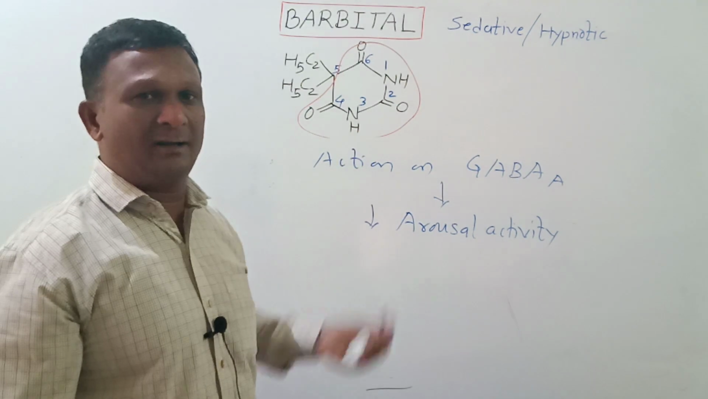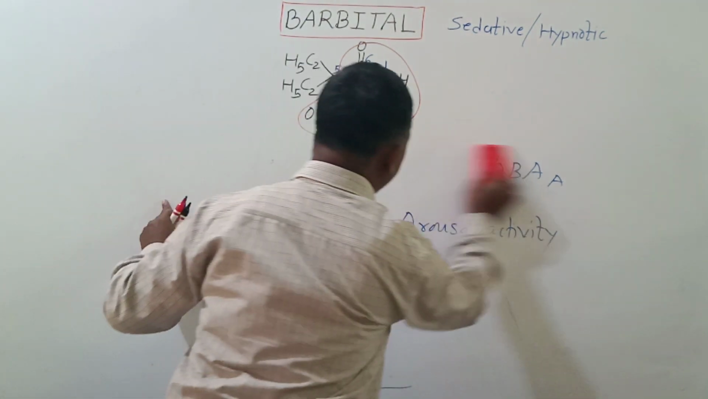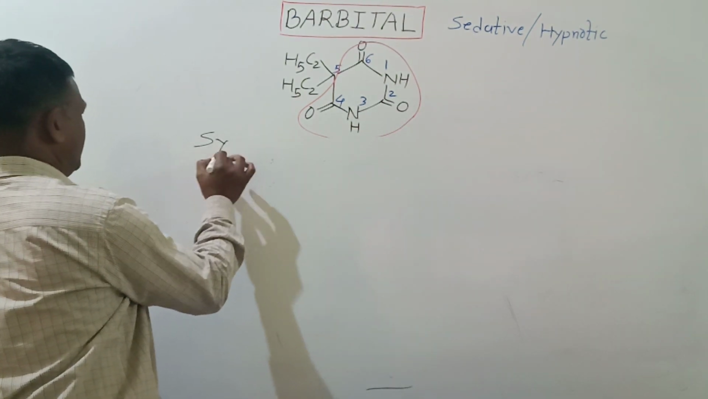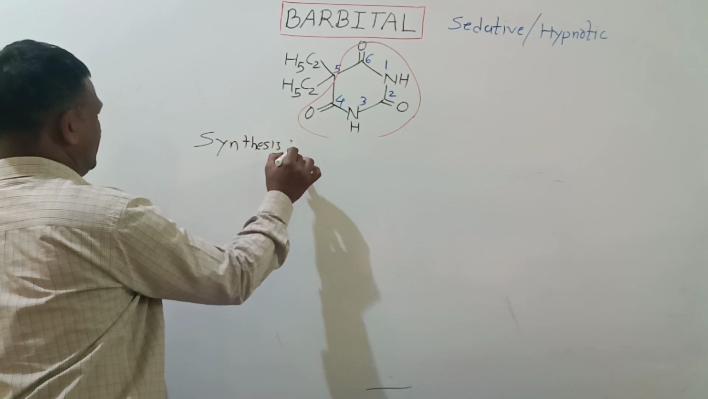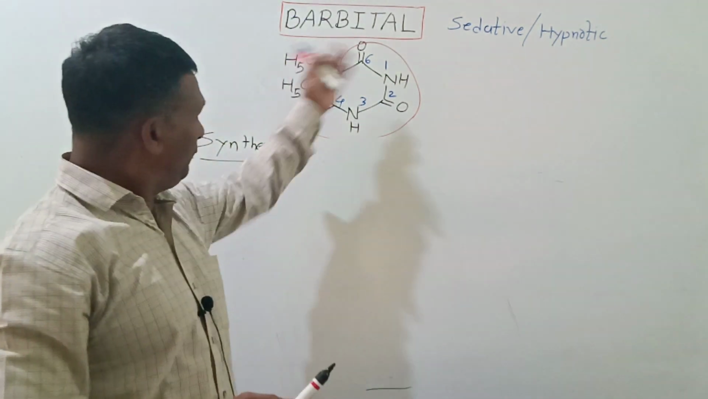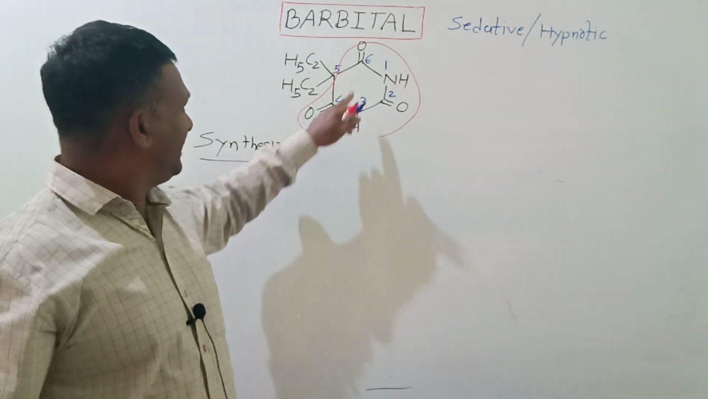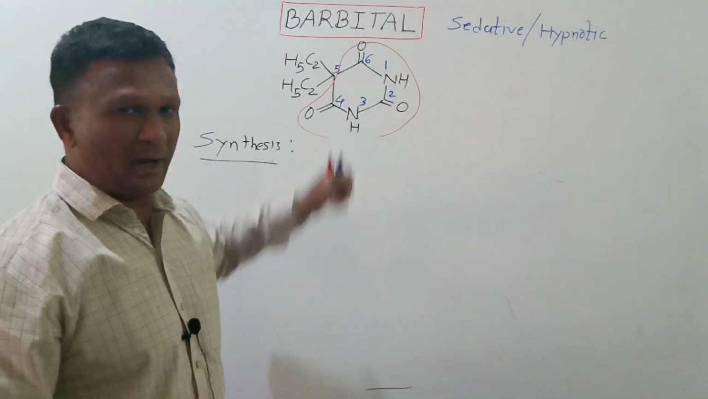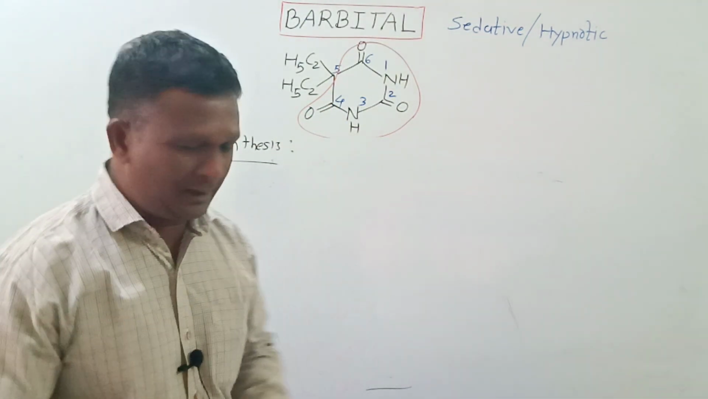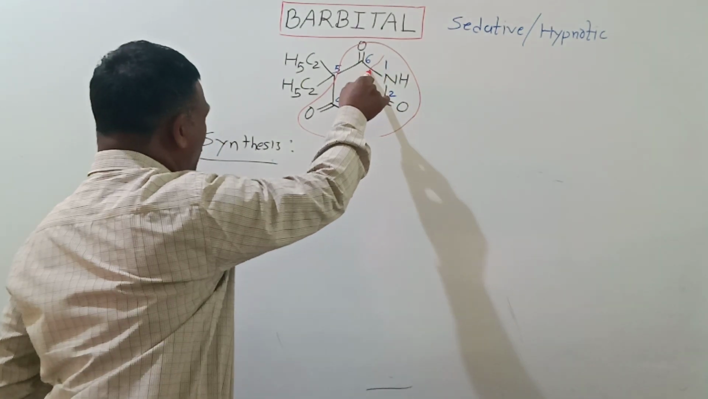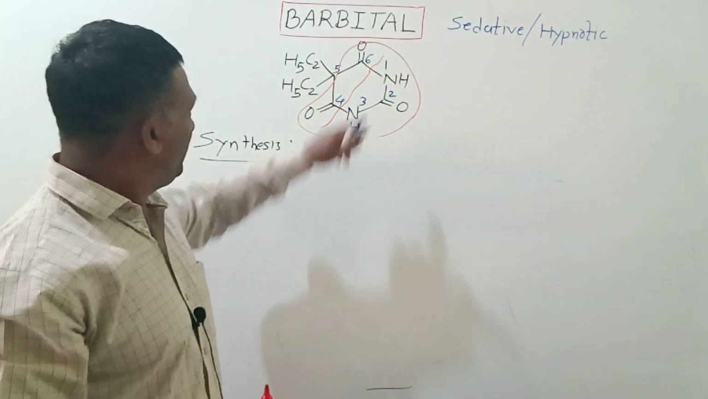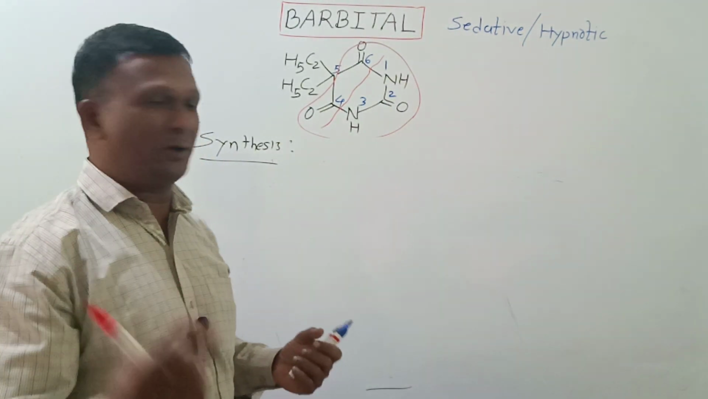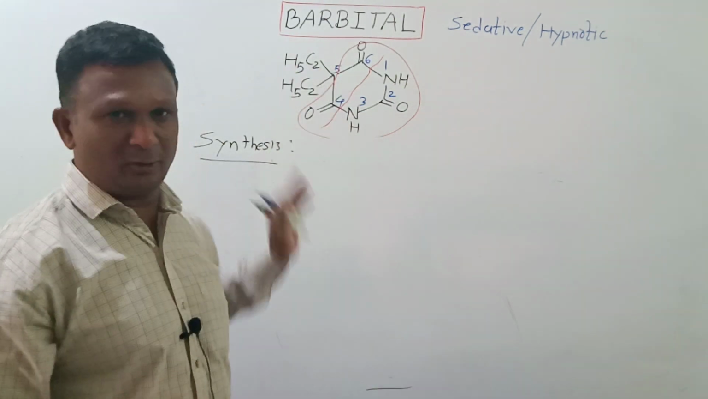So let's look at the synthesis of this compound. Now, if we look at the structure, we find that there are amide linkages, CONH and this CONH. So dear students, just do one thing, just break this bond from here. So when this portion is broken down, we will arrive at two very important starting materials for synthesis of this compound.